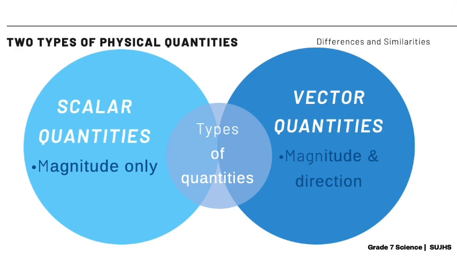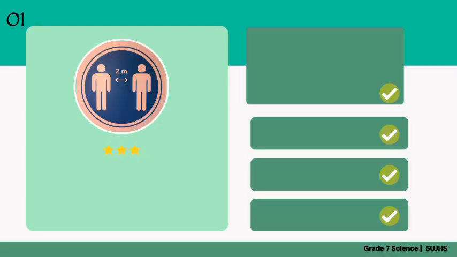There are two types of physical quantities. They are scalar quantities and vector quantities. They're both types of quantities, but scalar quantities only refer to the magnitude, or the amount or the size, of the physical quantity, while vector quantities refer to the magnitude and the direction of the physical quantity. The first descriptor of motion is distance.